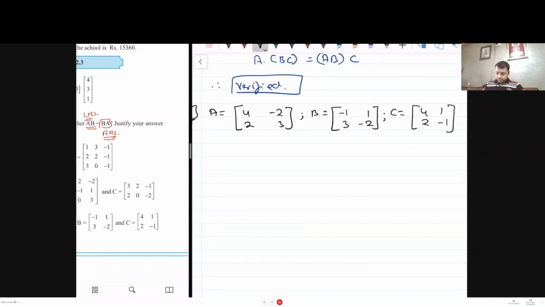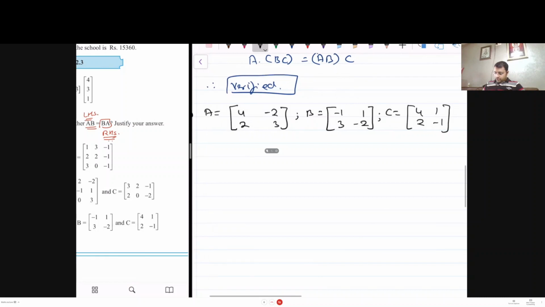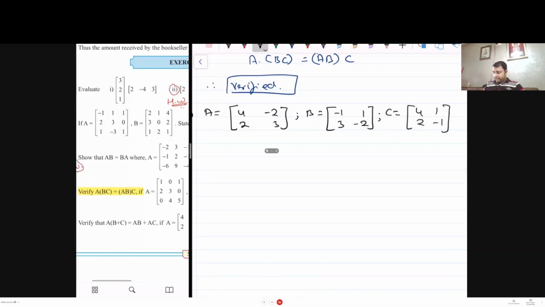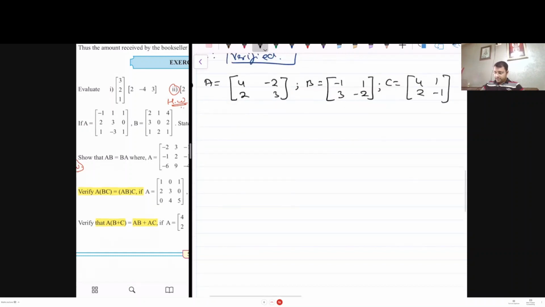So, okay, so now what do we have to do over here? We have to verify on the left hand side that A into B plus C is equal to AB plus AC. So first of all, for calculating the LHS values, we have to find out the value of B plus C. So let's do it first. Come on.